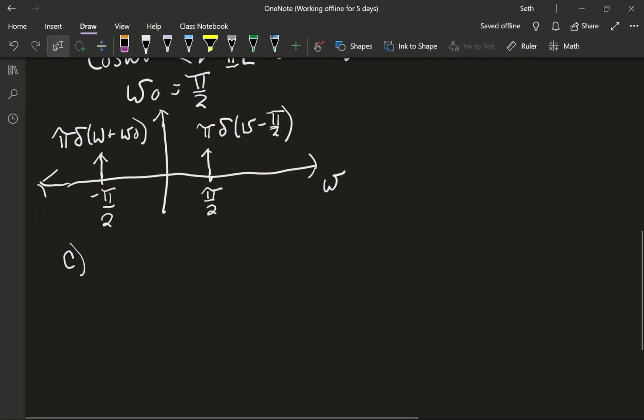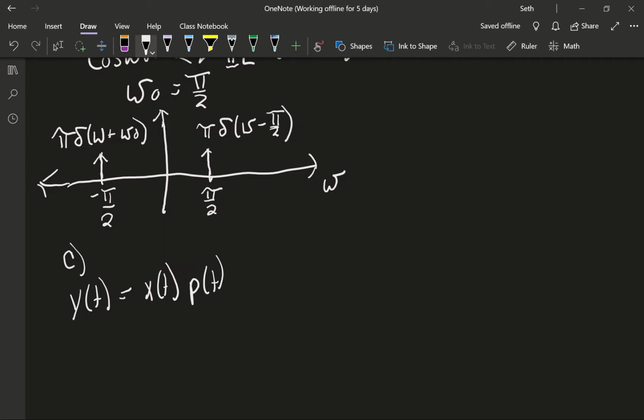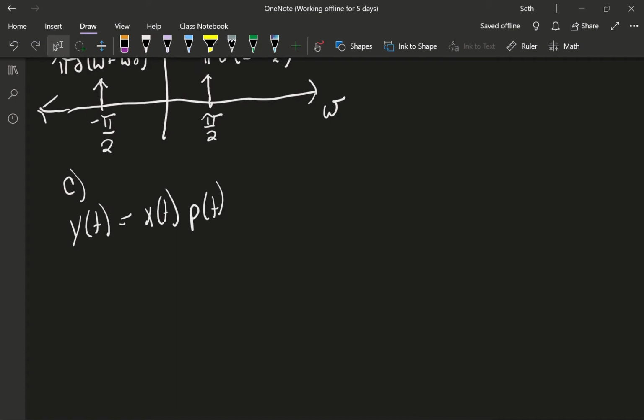So now let's go to C. It's asked us to sketch Y of j omega if y of t equals x of t times p of t. We're given both x of t and p of t. You could do this in the frequency domain.